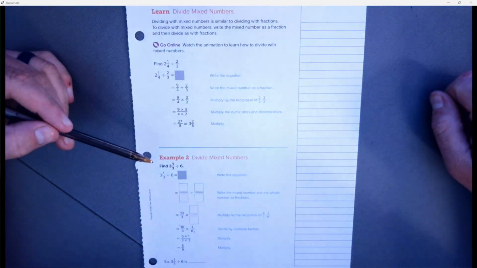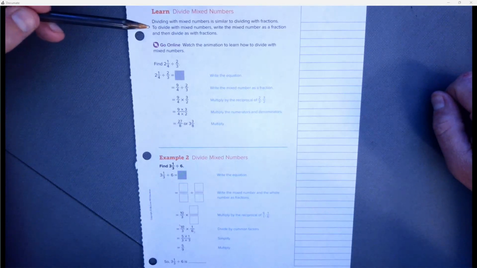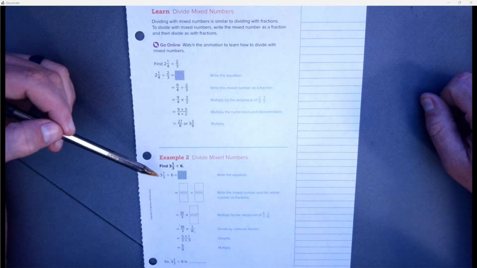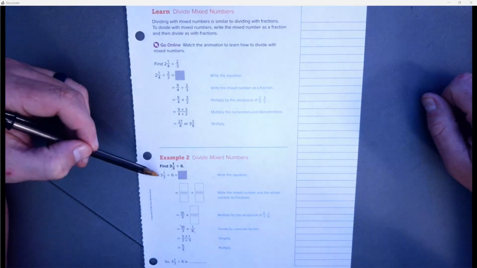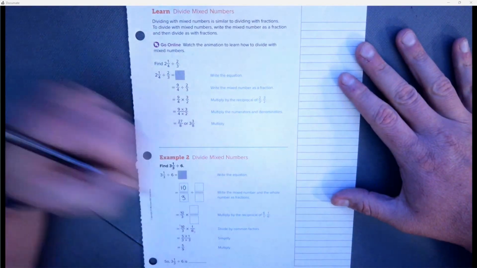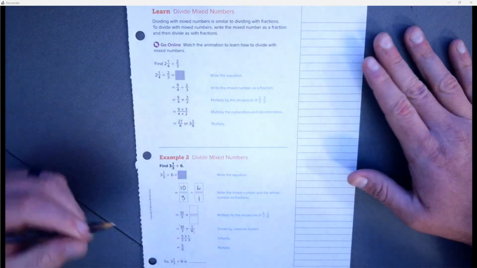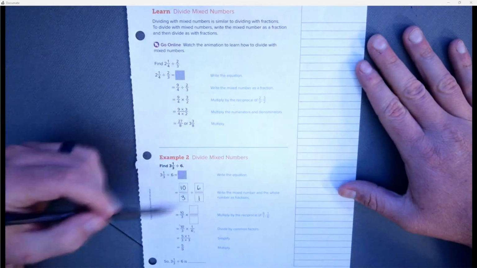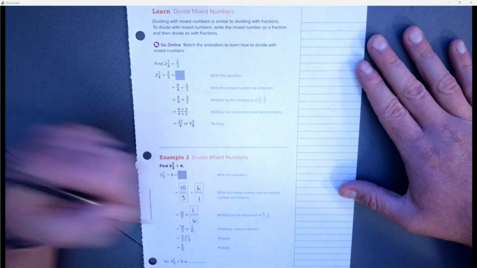Example 2 is dividing mixed numbers, and it tells us above in the Learn section that dividing with mixed numbers is similar to dividing with fractions. To divide with mixed numbers, write the mixed number as a fraction and then divide as with fractions. So the first thing we're going to have to do is turn our mixed number into an improper fraction. So 3 times 3 is 9, plus 1 is 10. So 10 over 3. Divide it by 6, which we know is the same as 6 over 1. And then we're going to do keep, change, flip. So keep our 10/3, change to a multiplication, and flip from 6 over 1 to 1 over 6.